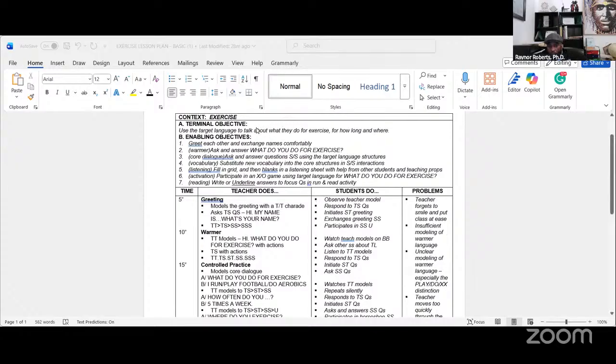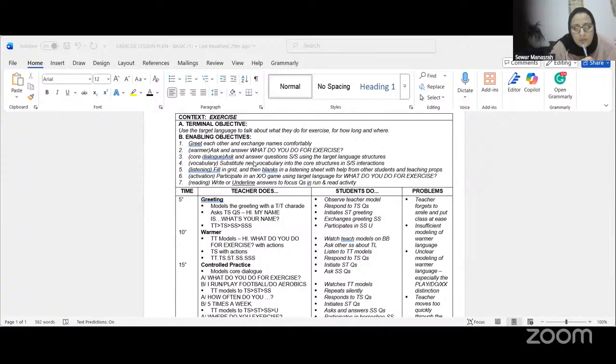So we just talked about terminal objectives and enabling objectives. Remember, enabling objectives must be SMART. Now, again, as I said before, your lesson plan does not have to look like this, but you should consider including all of these factors, or these ingredients. Notice how we set this up. We have time, teacher does, students do, and then problems.